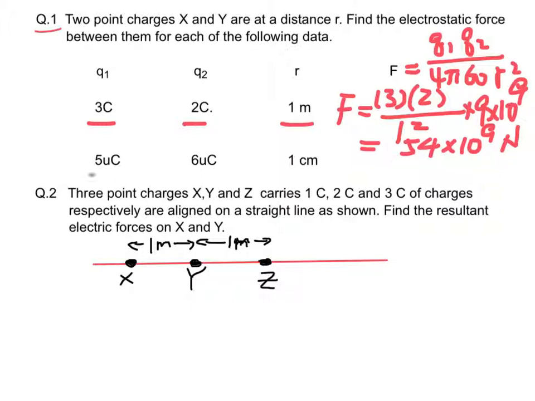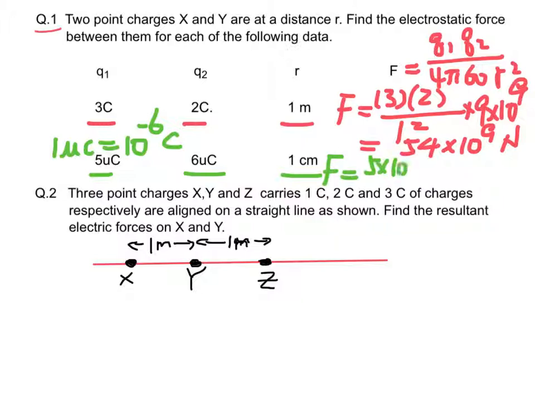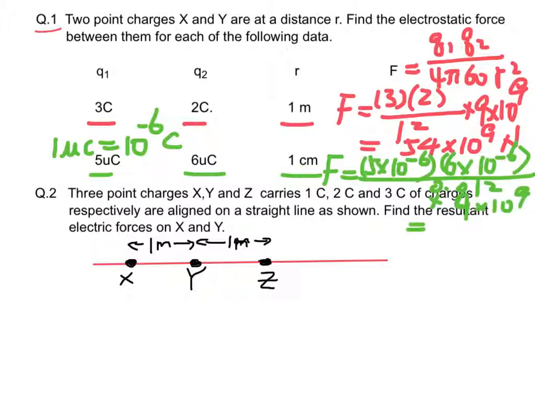For the second set, notice that 1 μC equal to 10 to the power negative 6 Coulomb. Therefore, F equal to 5 times 10 to the power negative 6 times 6 times 10 to the power negative 6 over 0.01 square times 9 times 10 to the power 9, which is equal to 27 Newton.